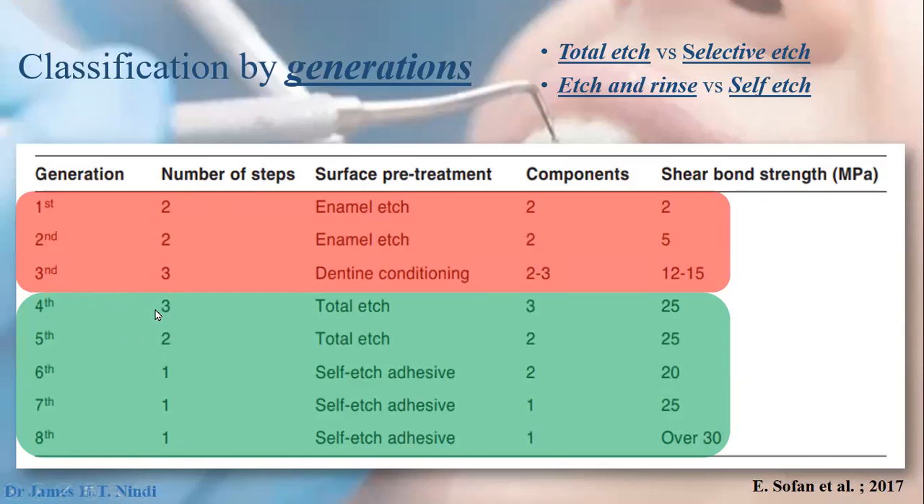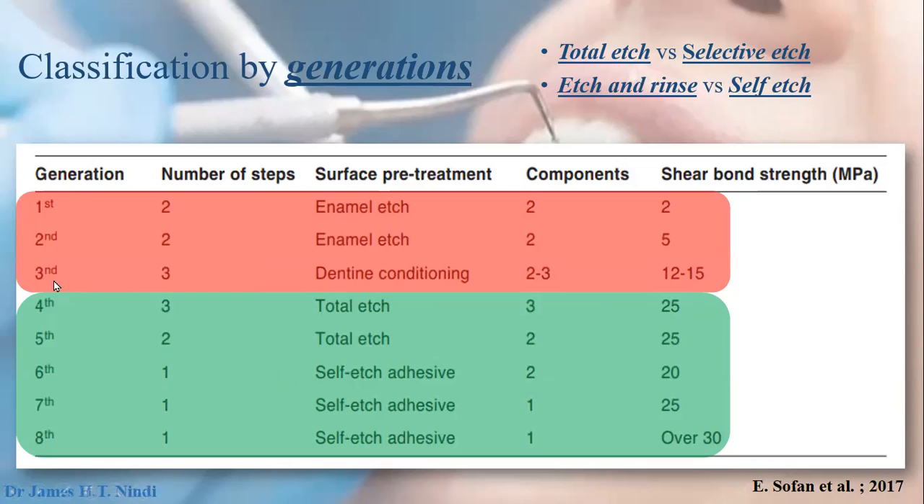So the gold standard was the fourth generation, which has 3 steps, which is the etch, the prime, and the bond, right? The reason why it was the gold standard is because when you use the fourth generation, you have separate components and there's an increased level of trust in the restoration that you do. It's different from the rest, from the fifth up to the eighth, where you have components mixed together. Hence, there's an increased ease of use.